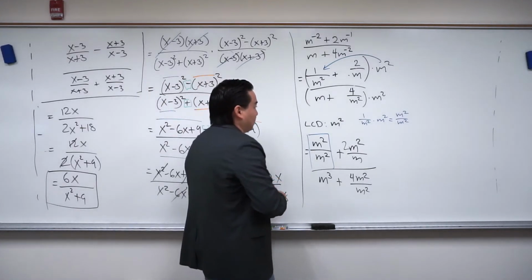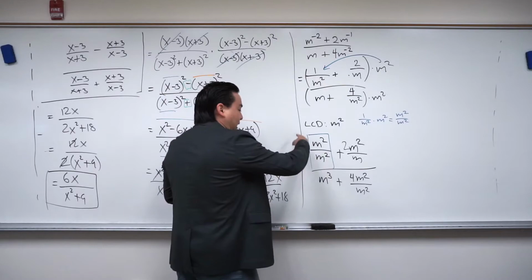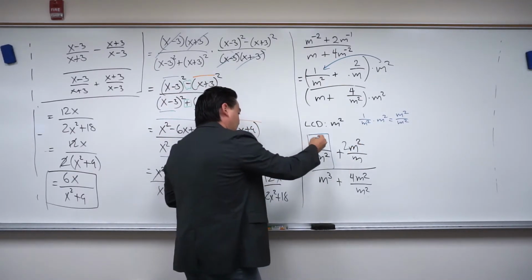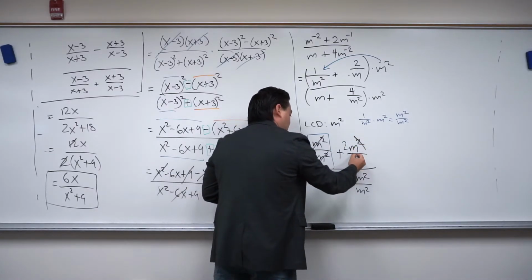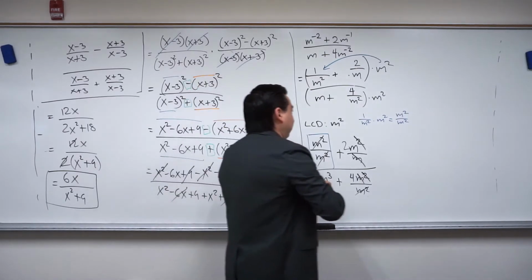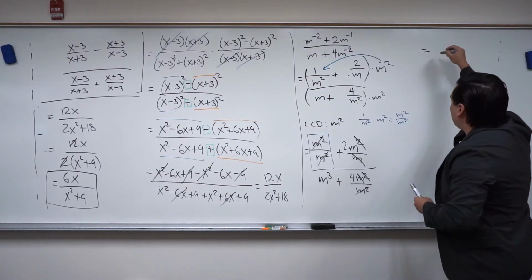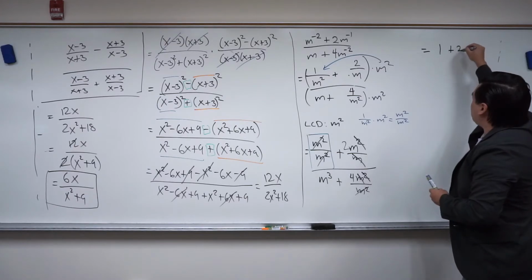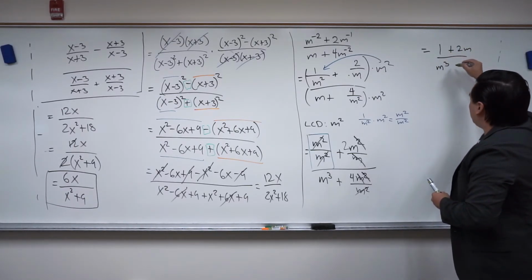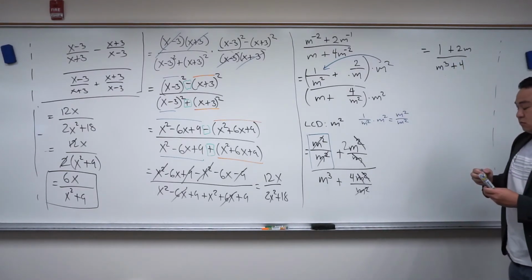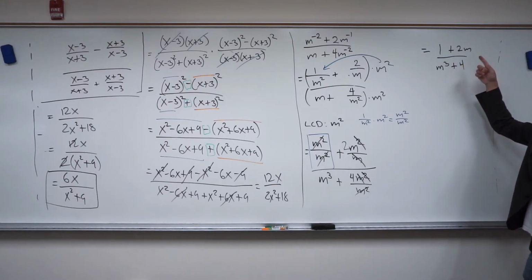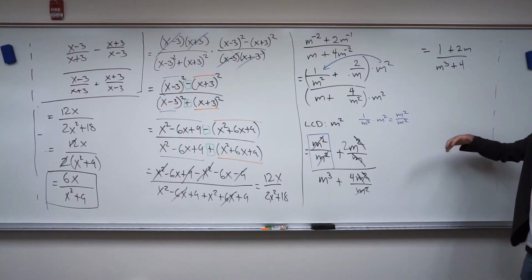Now, notice, right, when you have this property, all these m squareds, they don't disappear. So what you're left with is 1 plus 2m divided by m cubed plus 4. So all the denominators disappear from the complicated part of the fractions.